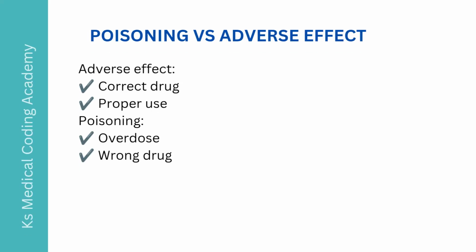Poisoning versus adverse effect. A common exam question involves distinguishing poisoning from adverse effects. An adverse effect occurs when a medication is correctly prescribed and properly taken. A poisoning occurs when there is overdose, wrong medication, or incorrect administration.